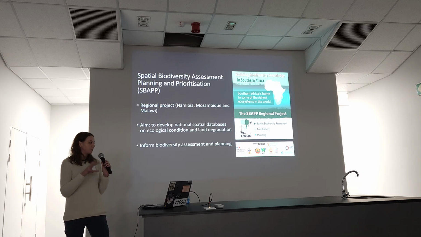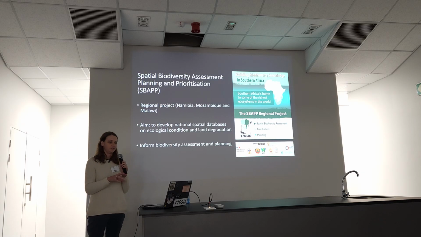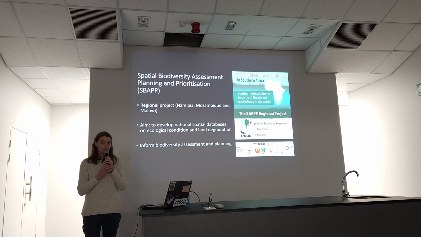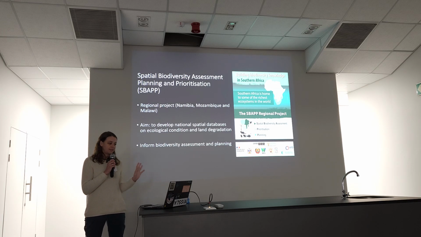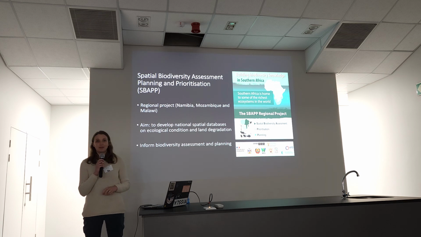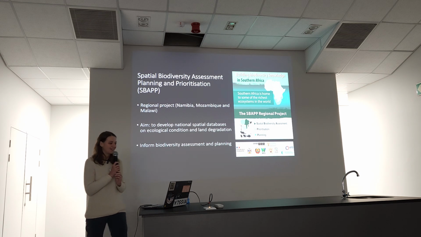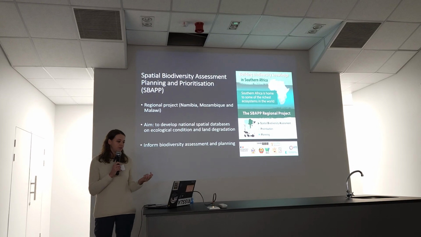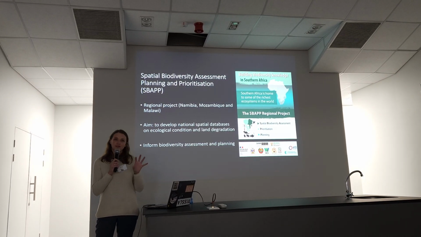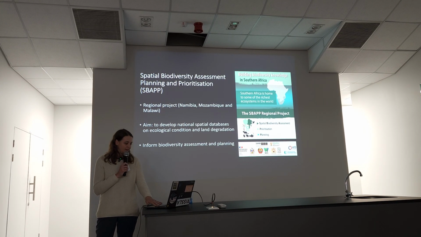So Andrew mentioned all these projects, and this is one of the projects that are mapping ecological condition. It's a regional project called SBAP, Spatial Biodiversity Assessment, Planning and Prioritization. And the aim is to develop national spatial data sets on condition or degradation. Thicket only forms one piece of the larger puzzle, and we also have partners in Namibia, Mozambique, and Malawi.